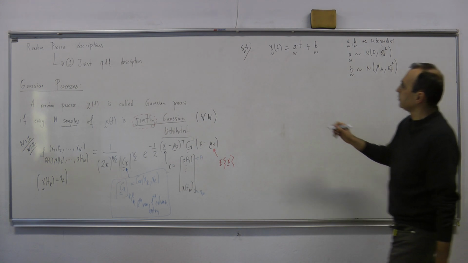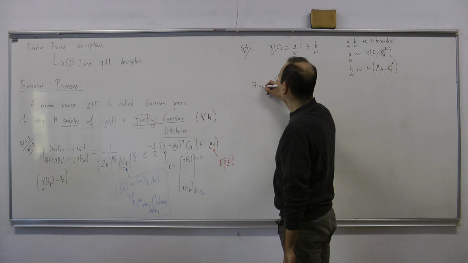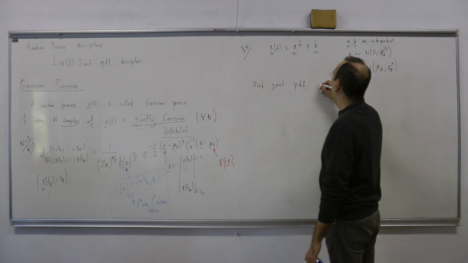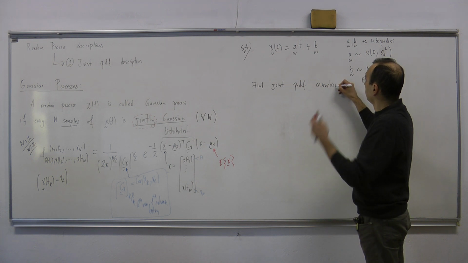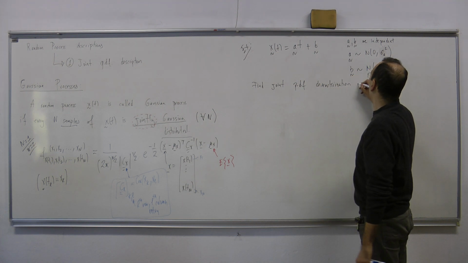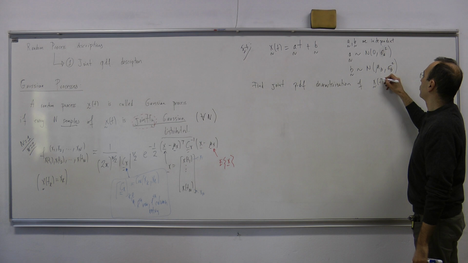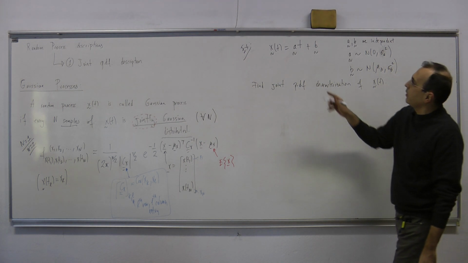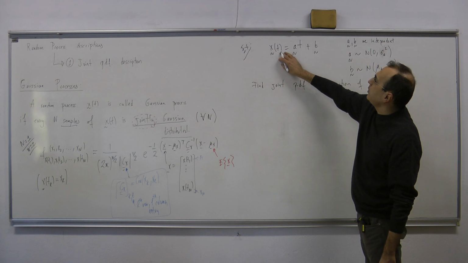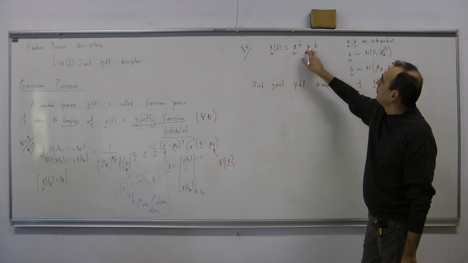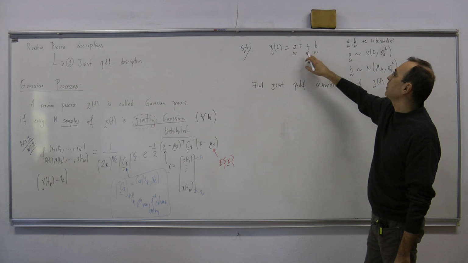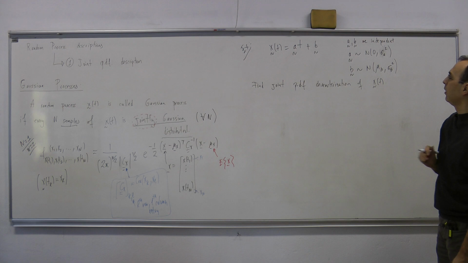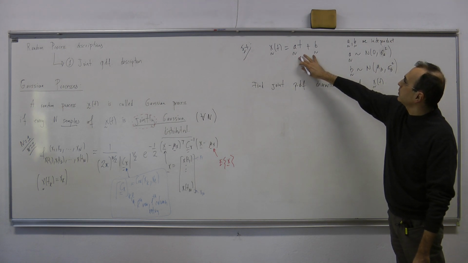Now the question is, find the joint PDF characterization of x of t. So previously in our earlier example we had something like this: x of t is equal to a cosine 2 pi f t plus a phase. Phase was random, theta was random. Right now I have two random variables.